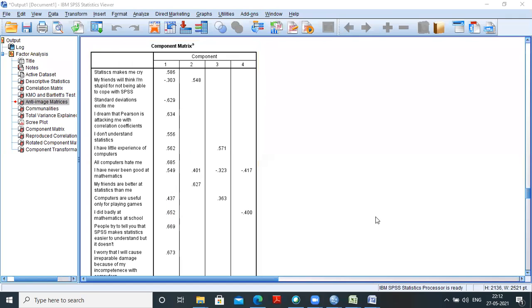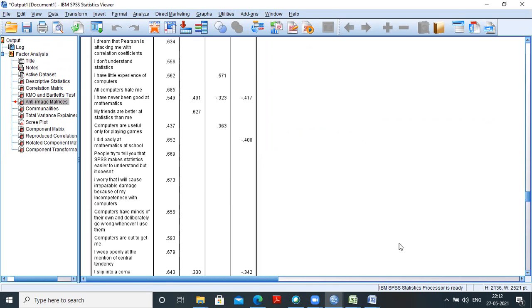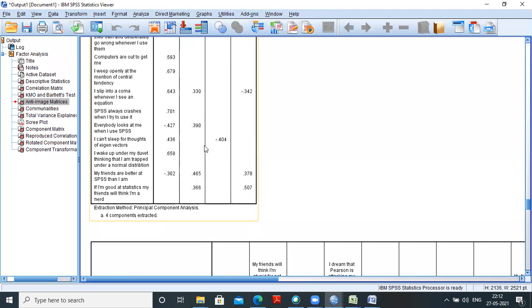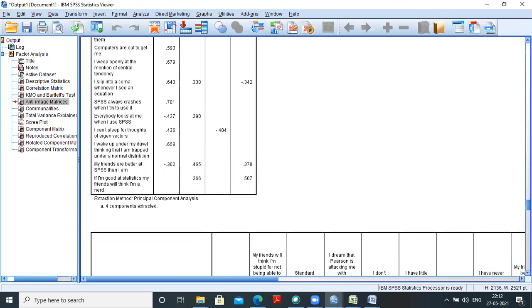This variable, computers are useful only for playing games, is loaded on two components. I did badly at mathematics at school. It is loaded on two components, first and fourth. So if the variables are loaded on more than one component, then we apply Varimax rotation.